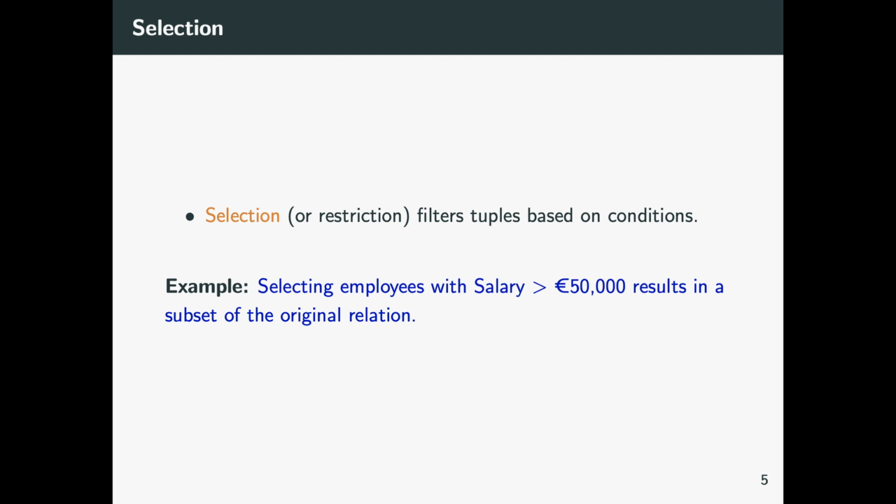Closely related to projection is selection, also known as restriction. Instead of reducing attributes, selection reduces the number of tuples by filtering based on conditions. For example, given a relation of employees with their salaries, selecting only those with a salary above €50,000 results in a smaller subset of employees. Projection reduces attributes, while selection reduces tuples.